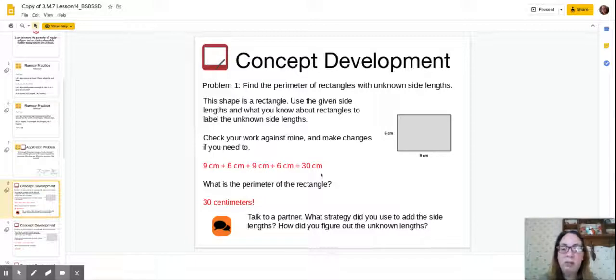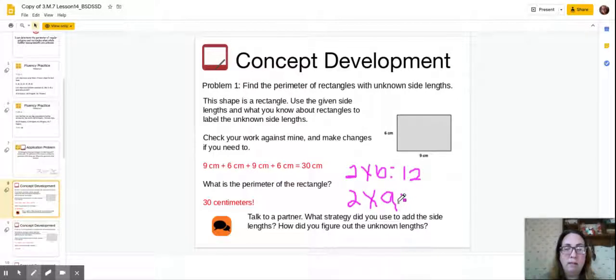Another way that you could do this, this is kind of a trick, you could do 2 times 6, because you know there are 2 sides that equal 6 centimeters, and 2 times 9, because there are 2 sides that equal 9 centimeters. You can multiply those up. So this would be equal to 12, because 2 times 6 is 12. And then 2 times 18, or 2 times 9 is 18.